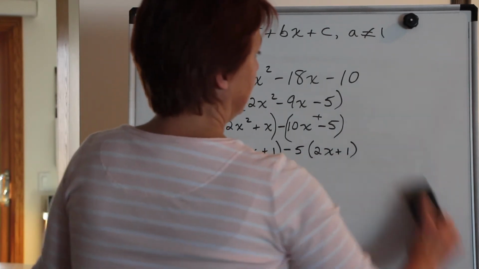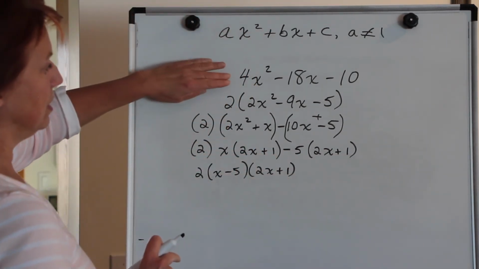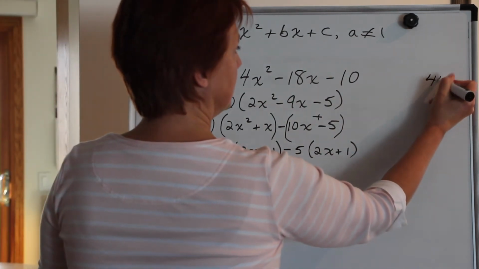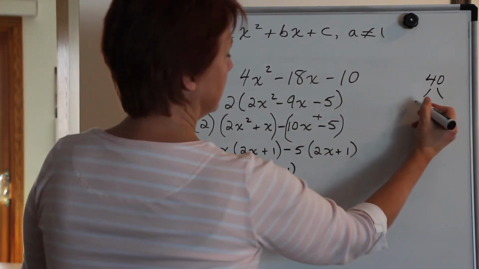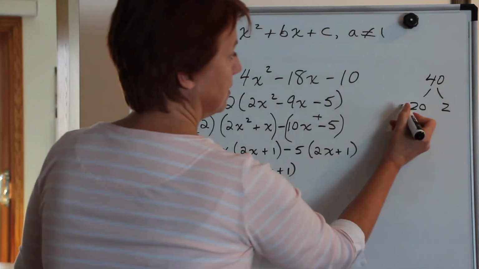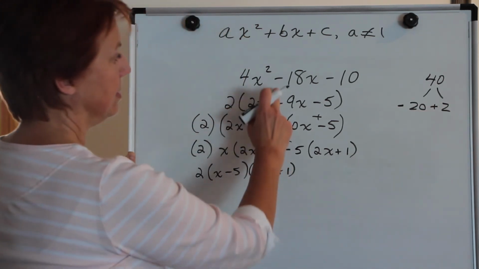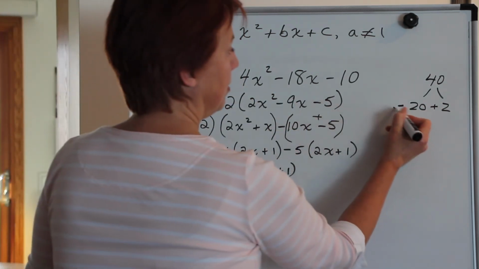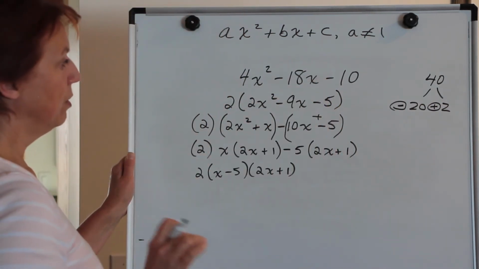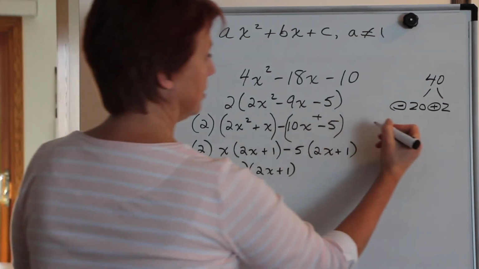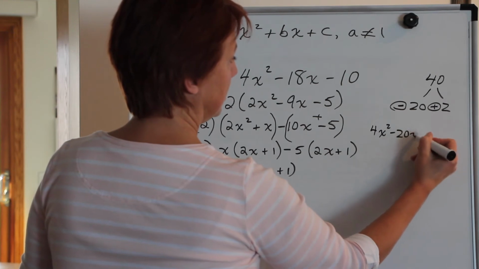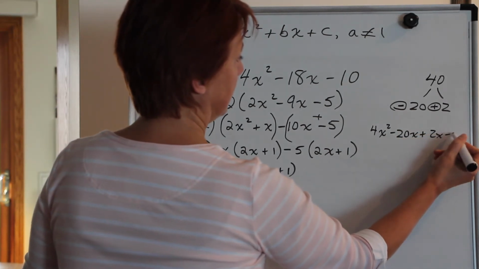Now I want to show you what would happen if you didn't notice that the 2 was common, okay? You would say, okay, that's 40, 4 times 10, and then you would say, okay, 20 and 2 add to make 18, right? Alright, so that's got to be a minus and that's got to be a plus, that's how we get negative 18. When we multiply those two signs, we're getting that sign. So they're the correct numbers with which to pull apart the middle term. So I'm going to write small here so that I can get this all in. So 4x squared minus 20x plus 2x minus 10.